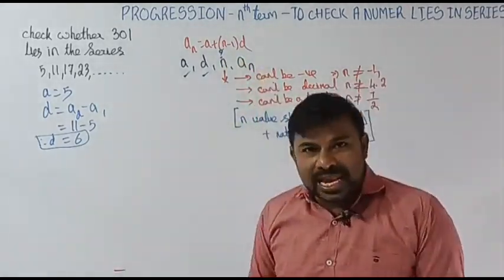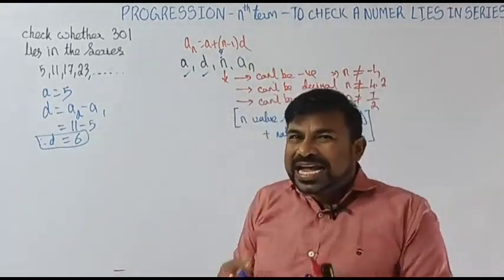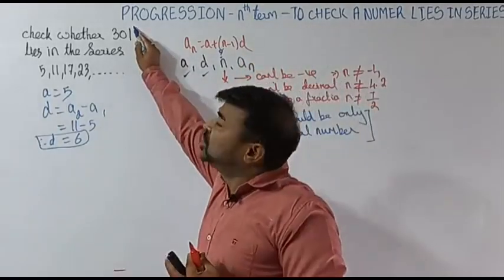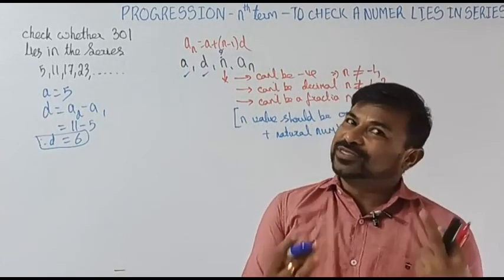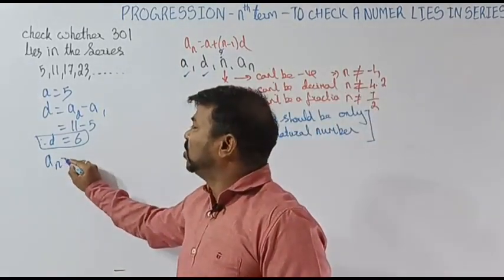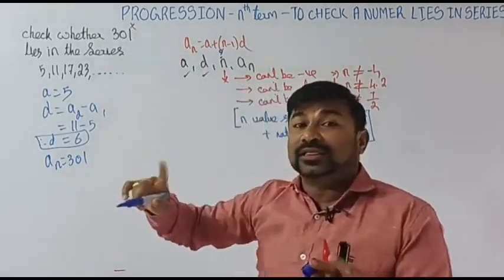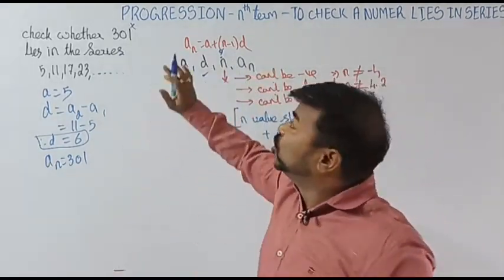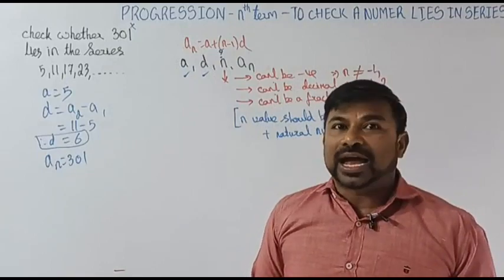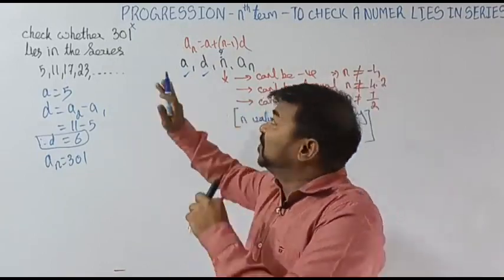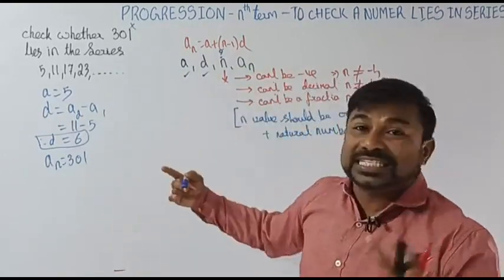Then what is an? As I have said in my earlier videos, does the number 301 have any superscript like th, st, rd? No. Then remember, an equals 301. Always remember, if you have a superscript like th, rd, st, then we place it in the n value. If it doesn't have one, we place it in the place of an. So we are ready with the 301 value, that is the an value.